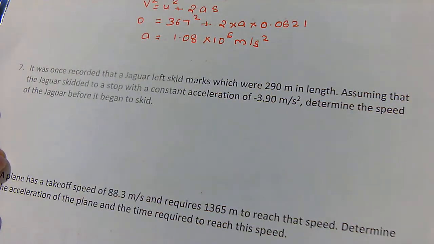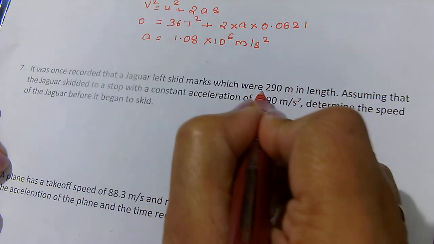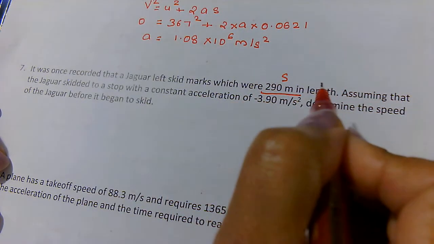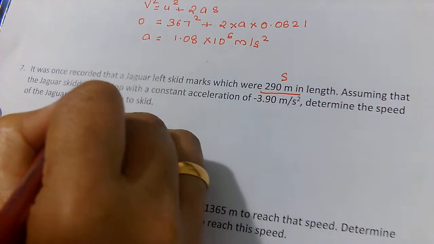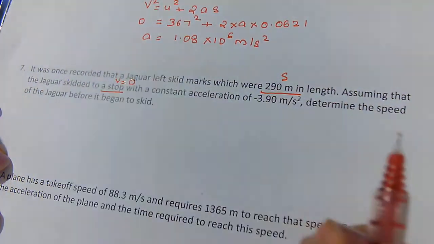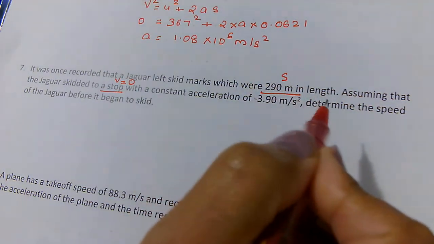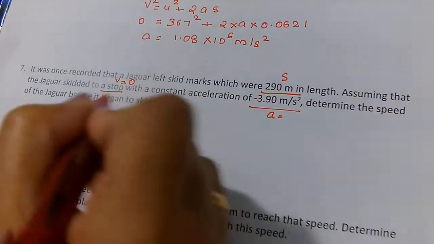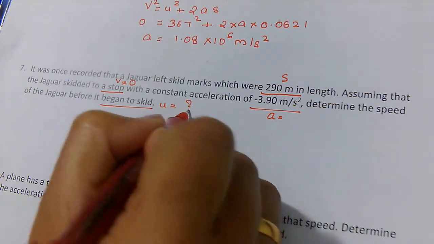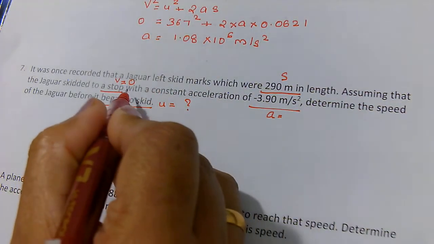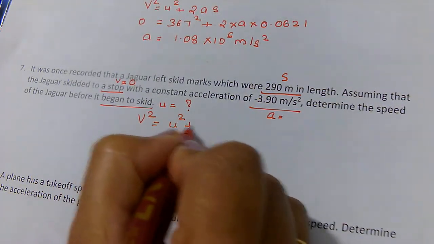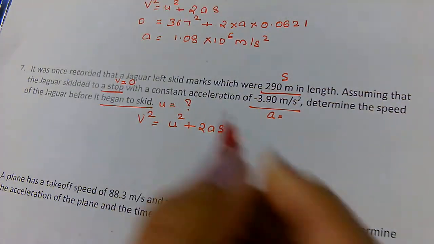So, moving on to question 7. It was once recorded, so it left skid marks which were 290 meters in length. So s is 290 meters. Assuming that it skidded to a stop, coming to a stop means the final speed is going to be 0. Acceleration is given to you. And then what is the speed before it began to skid? So they want us to find u. So we know v, a and s. We need to find u. So v square equals u square plus 2as.